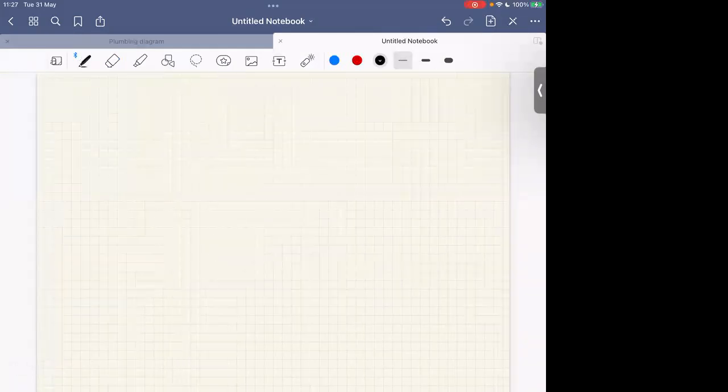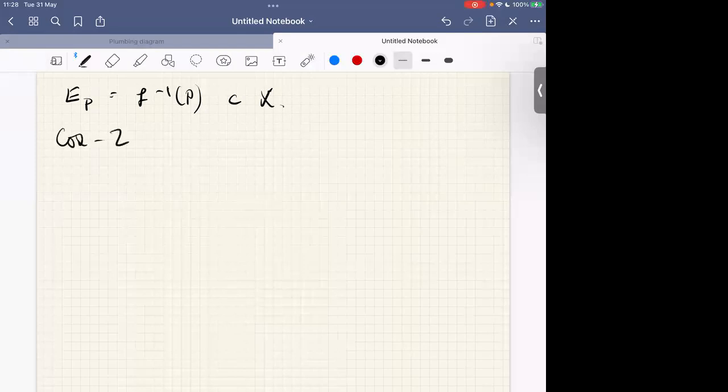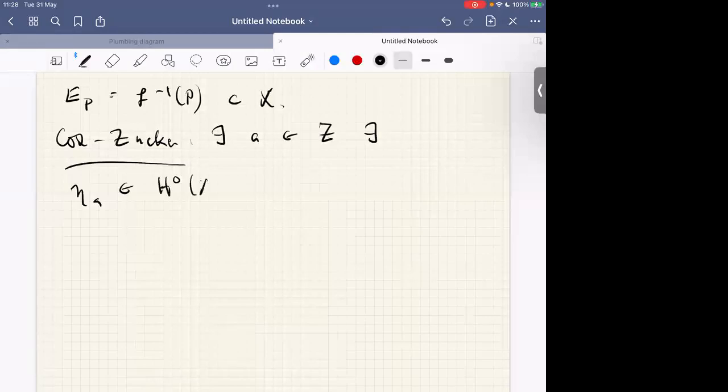Let E sub P denote the fiber over the point P. So this is a curve in X. Then, like the theorem of Cox and Zucker, for all A in this ramification divisor, so remember that this capital Z is the ramification divisor of the classifying morphism, there exists a meromorphic 2-form of the second kind, eta A, with double poles along E sub A.